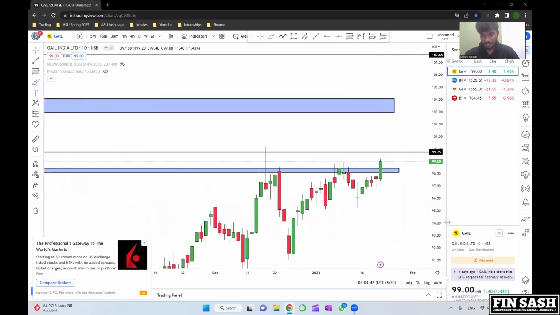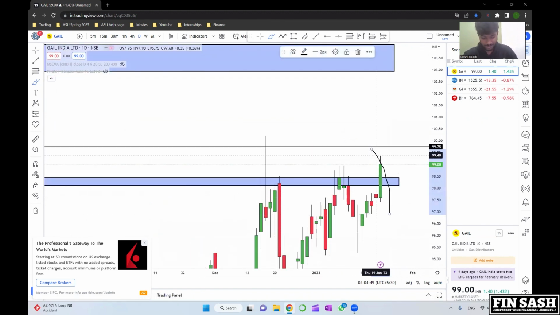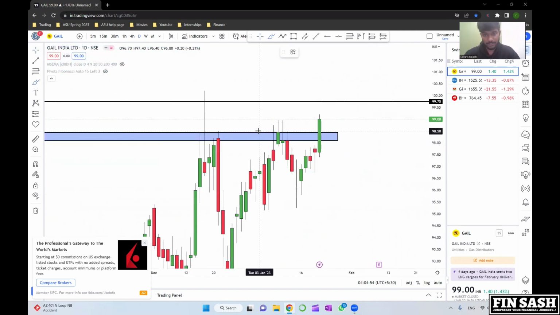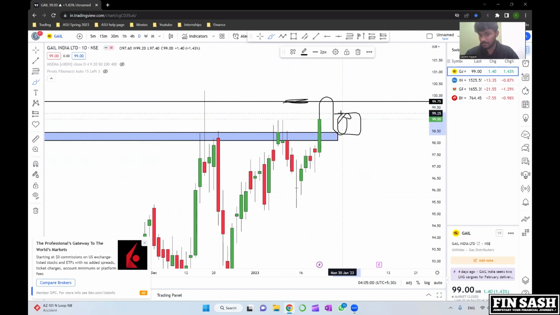But again, I'm a breakout and a retest trader, so there's a breakout currently, and this is an important level. So if it comes back and gives me another green candle here, I'll take up the trade.